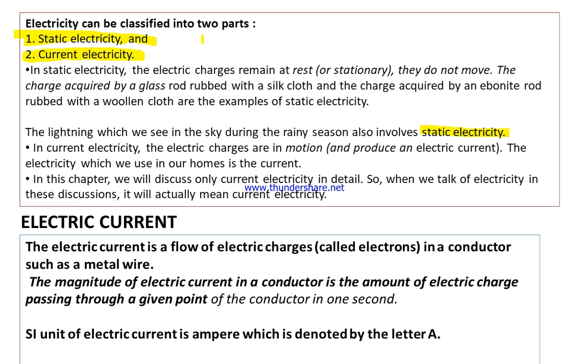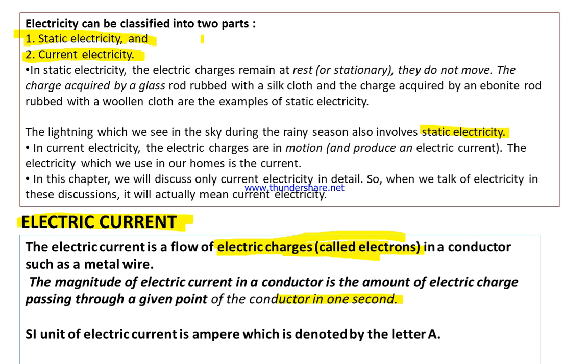Now let's talk about the basics of electric current. Electric current is the flow of electric charges, that is, electrons. Electrons move in a given conductor, such as a metal wire, and the magnitude of the electric current in a conductor is the amount of electric charge that passes through a given point of the conductor in 1 second.